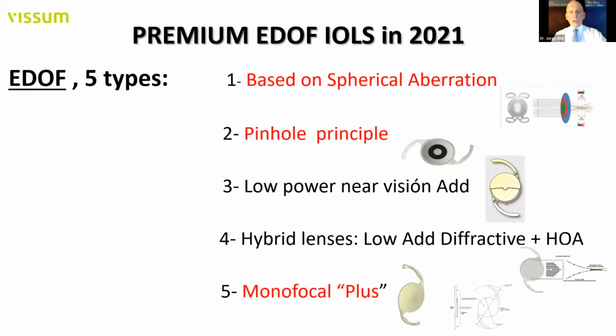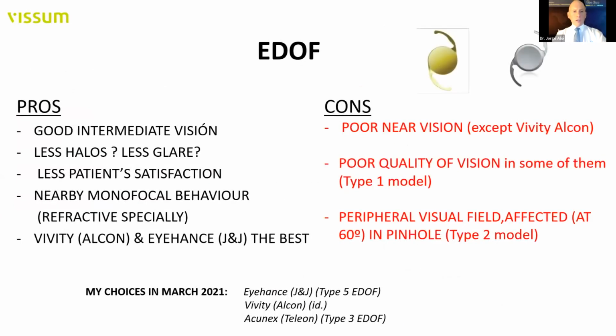And I am going again to my classification. Those that are in red are really EDOF lenses. They are either based on spherical aberration, pinhole principle, or the monofocal plus lenses, the enhanced monofocals, while the low power near vision add and the hybrid lenses are not EDOF lenses. They are lenses that try to decrease the photic phenomena with more or less success, but they use multifocal technologies.